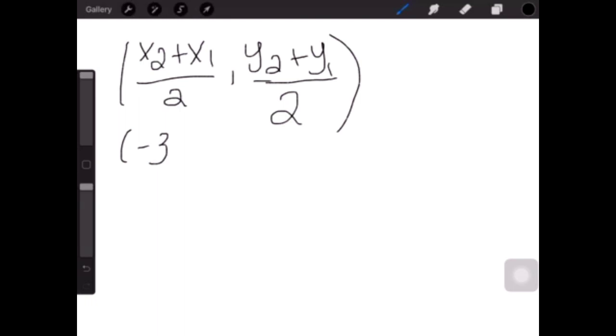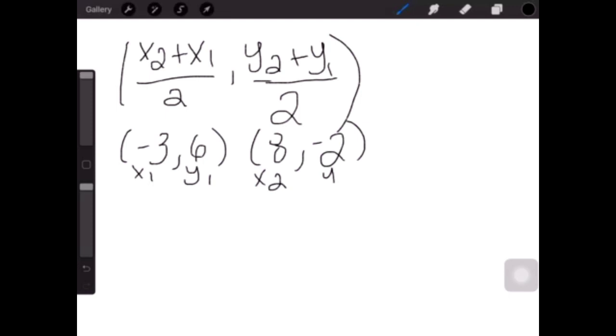First, our given points are negative 3 and 6. The other one is 8 and negative 2. First, of course, we need to indicate which is which. So, in this case, negative 3 is x sub 1, while 6 is y sub 1. 8 is x sub 2, and negative 2 is y sub 2. If you're already done doing those things, then let's get to solving.